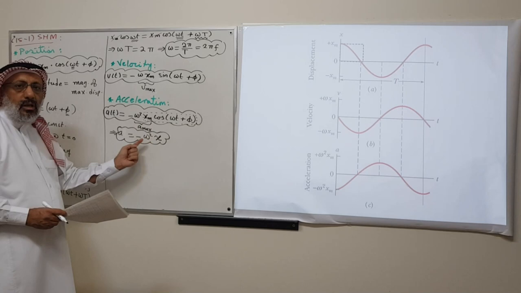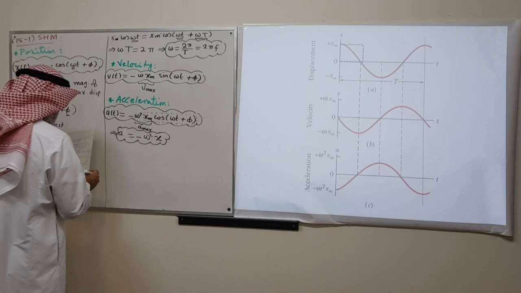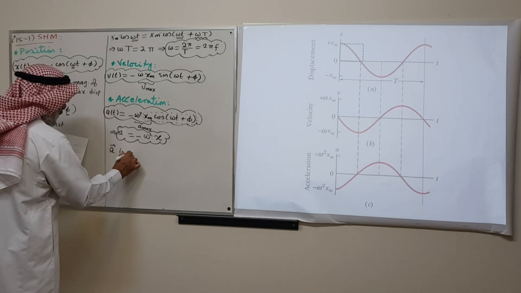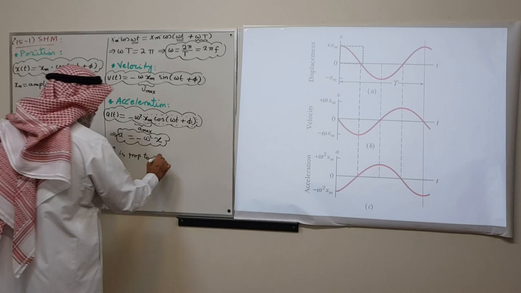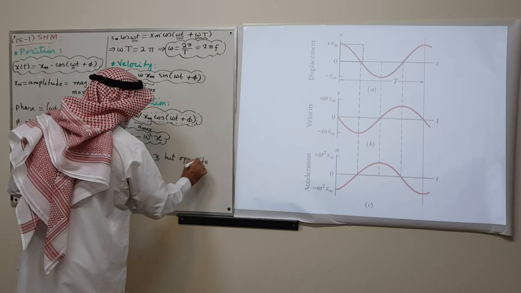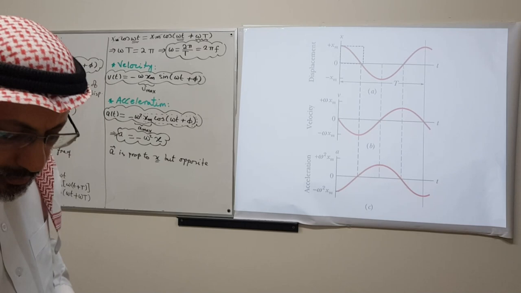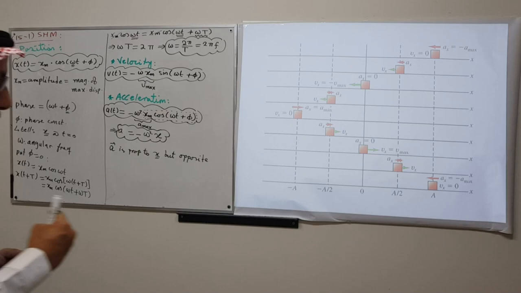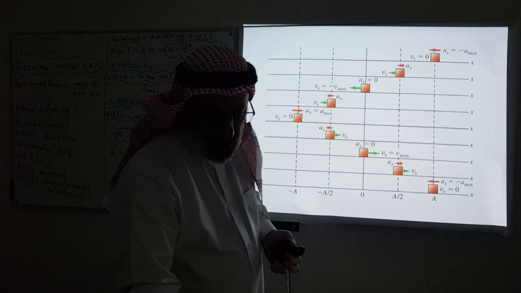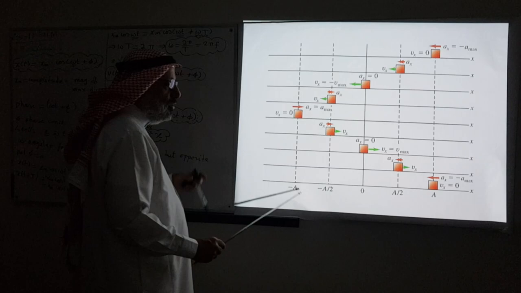So we reach this important conclusion, and that is the acceleration is proportional to the displacement, but opposite in sign. And this is illustrated in this comprehensive figure here that shows the simple harmonic oscillation of a block on a frictionless surface. Let's see, what do we have? These are the amplitudes. Instead of xm, now it is called a.